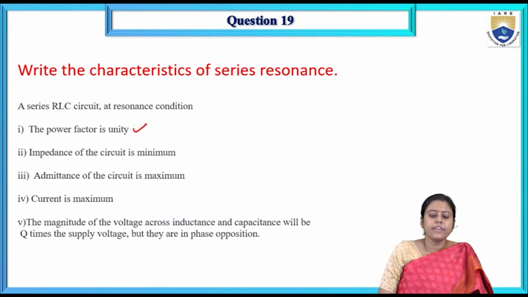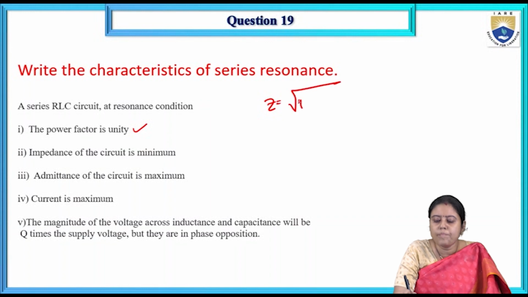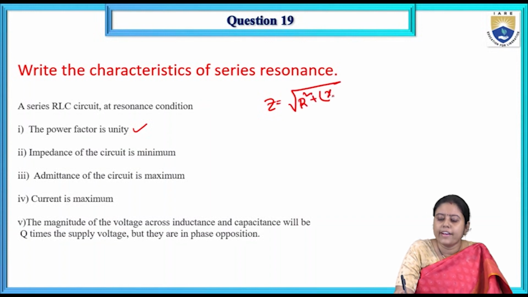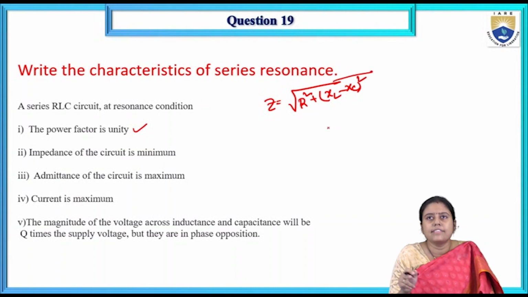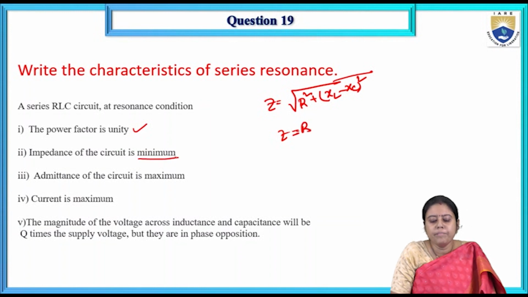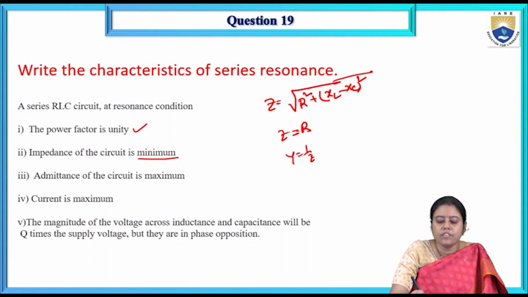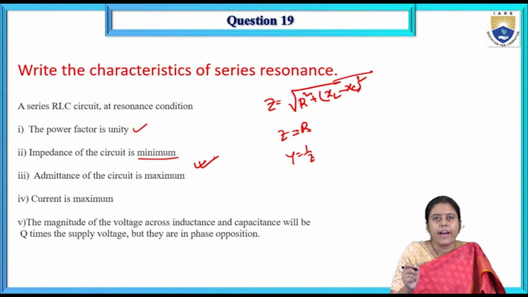What is the impedance of the circuit? Impedance Z is equal to root of R square plus (XL minus XC) whole square. Now as XL and XC are equal, the difference is 0, so Z is equal to R. So it is the minimum value. If it is minimum, obviously Y is equal to 1 by Z, so the admittance is maximum.